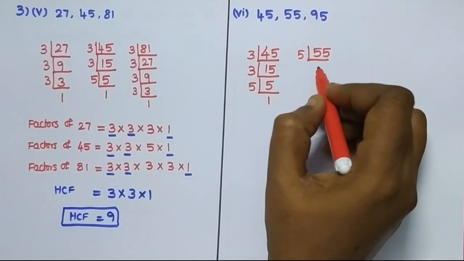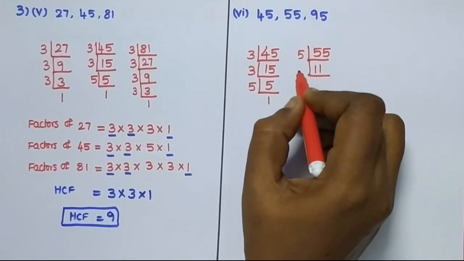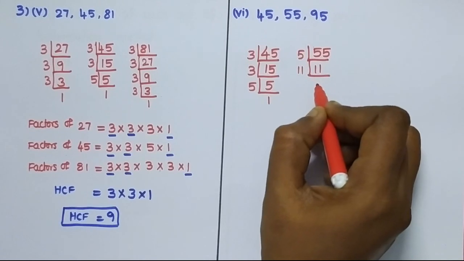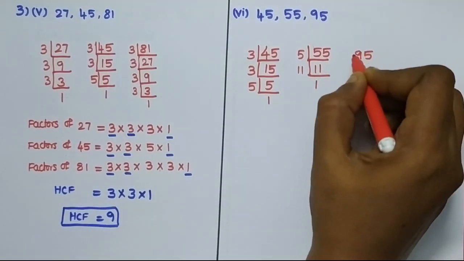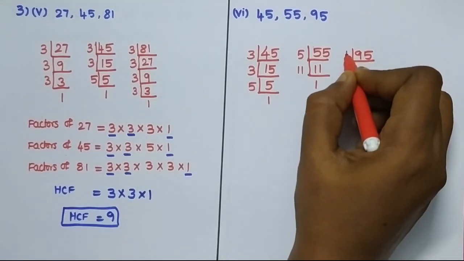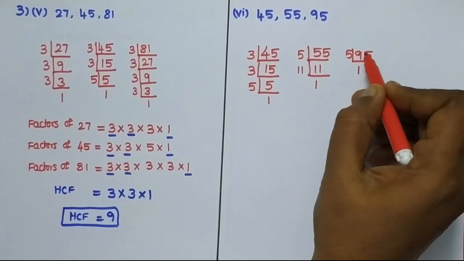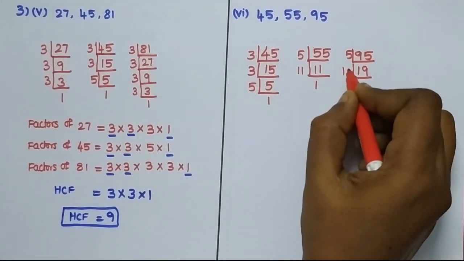Fifth table, 11. 11 5s are 55. 11 is a prime number, so divided by 11 means we get 1. 95 divided by 5. 1 5 is 5. Balance 4. It becomes 45. That is 9 times. So 19.